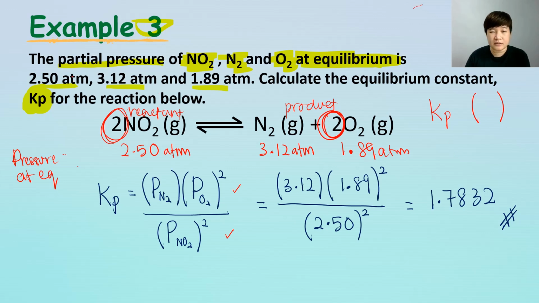And a bit of reminder over here, the unit of the partial pressure can be anything as long as they are the same in one question. So if everything is given in atm, everything must be in atm. If everything is given in Pascal, then everything must be in Pascal. If everything is given in torr, then the rest must be in torr. So the unit of the pressure can be anything as long as they are the same in one question.